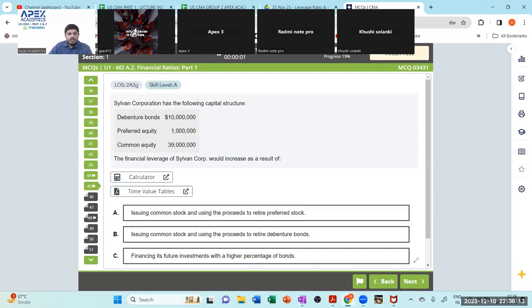Again a good question. What are they doing in this question? Pay attention. Debenture bonds means what? Non-current liability. Preferred equity, preference share capital, it is a part of equity, that is owner's funds. Common equity is nothing but equity share capital.